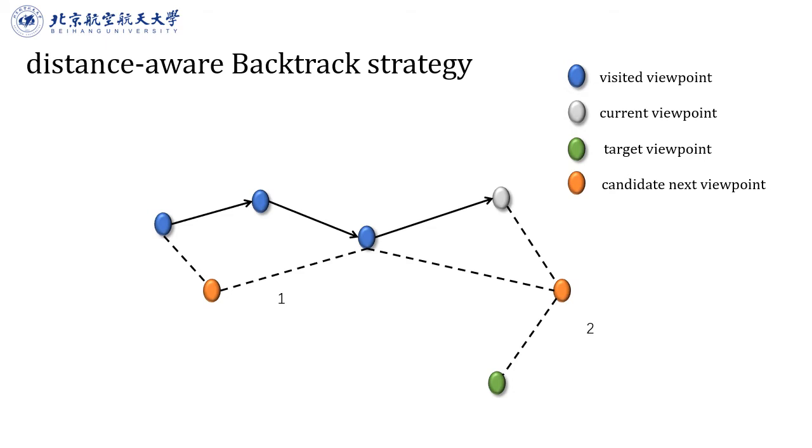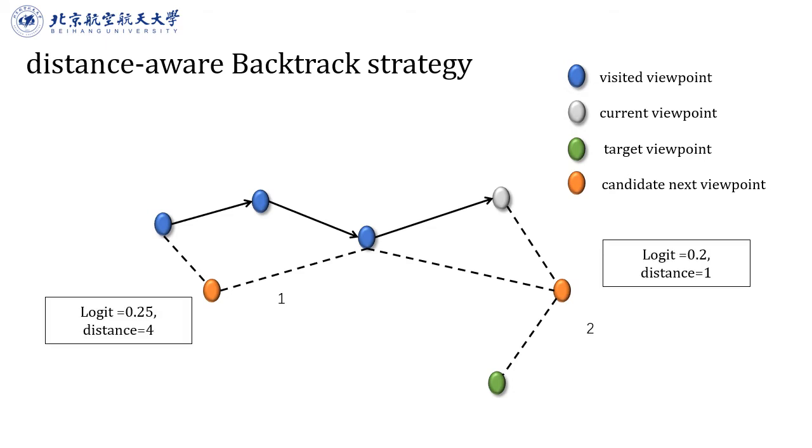The dotted line between two nodes means the nodes are reachable from both sides. The logit value is predicted by the FASA model as a local score. Based on the FASA strategy, it will go to viewpoint 1, because the logit value is higher, but it is useless for finding the target viewpoint and increases the navigation length. Even though for viewpoint 1 the logit is 0.25 and for viewpoint 2 the logit is 0.2, it is not much higher.